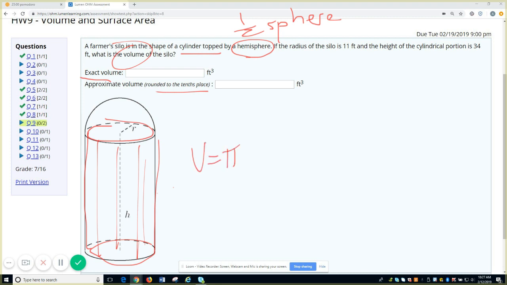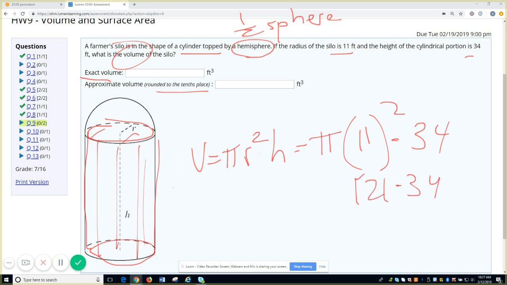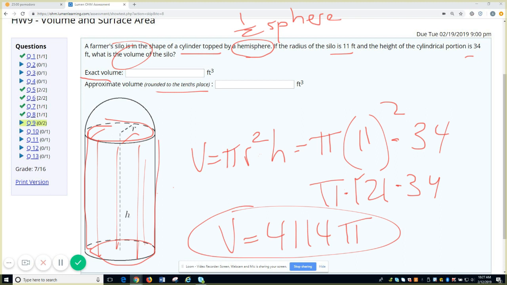And so the volume formula: you need to know the radius of the circular base, which is 11. Get it squared, and then multiply by the height of the cylinder, which is 34. That calculation is going to give me the volume of the cylinder. So 121 is what I get for 11 squared, times 34. So my volume of the cylinder is 4,114 pi. That is the exact volume for the cylinder.